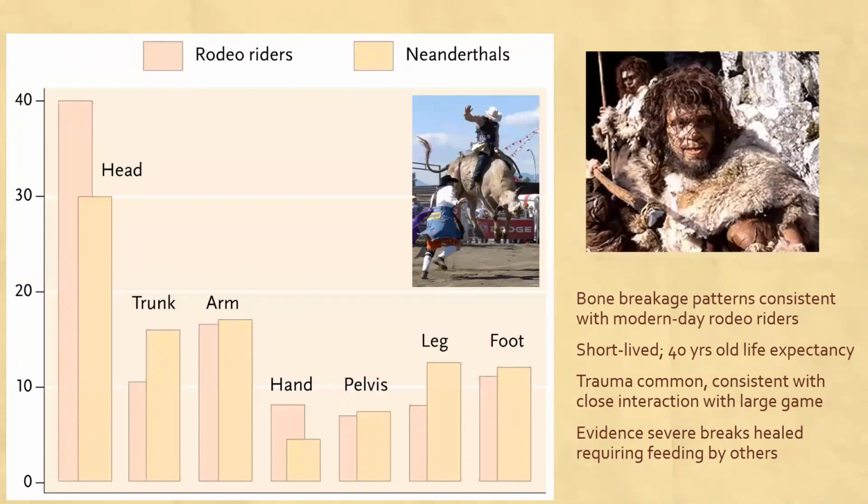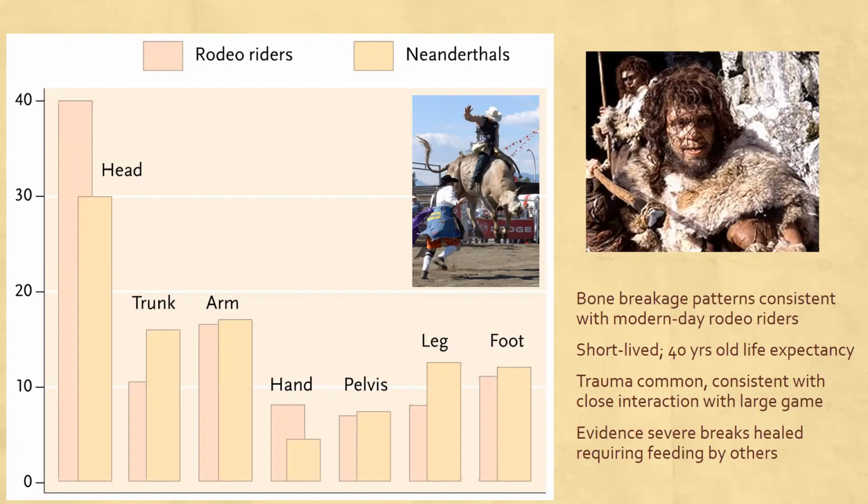So we mentioned this close contact with big game. A very famous study of bone breakage patterns shows that the paleopathology of bone breakage on Neanderthal remains is most consistent with modern-day rodeo riders, which suggests that regular close contact with angry, large animals was part of the lives of Neanderthals, just as it is part of the life of a modern-day rodeo rider. This is a tough existence.